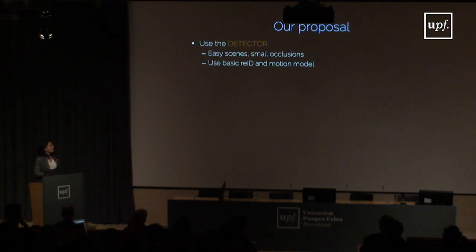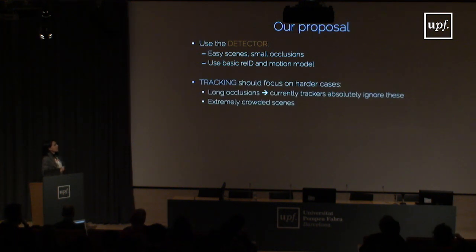And so what we actually propose is for all these easy scenes that are found in most tracking benchmarks, just use the detector. So this is capable of handling scenes where there are small occlusions, small interactions. And with a basic re-ID and motion model, we can actually get state-of-the-art results. And once this is done, the actual tracking can focus on the harder cases.